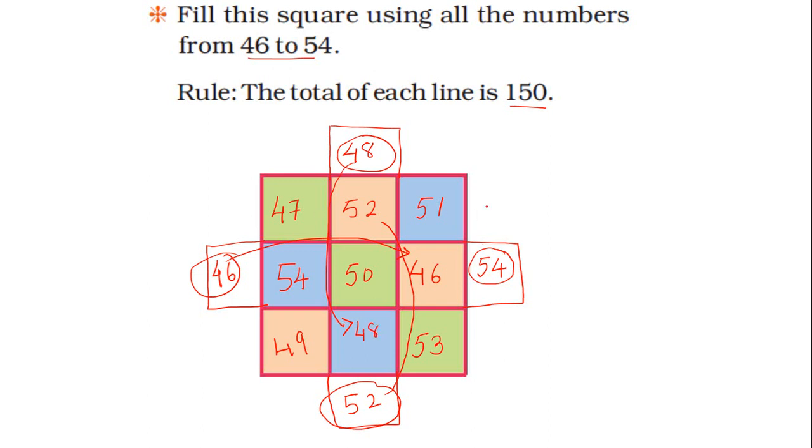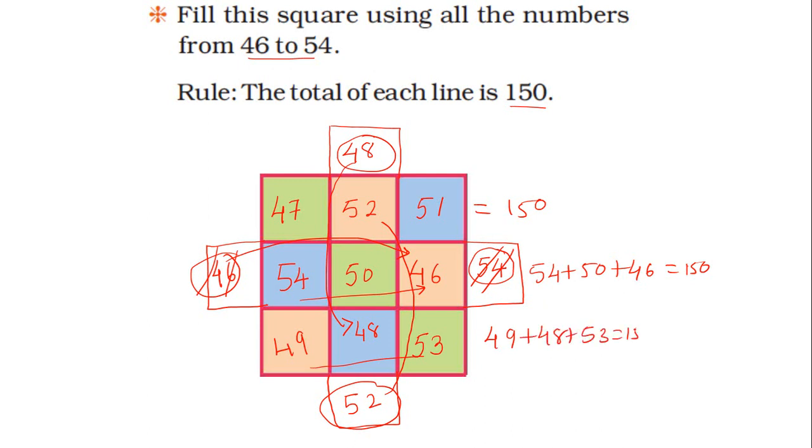Now suppose if we add all these numbers, we can see the total of these 3 lines will be 54 plus 50 plus 46, which is equal to 150. Now we will also add these 3 lines: 49 plus 48 plus 53 is equal to 150. Here also it is 150. Now if we add these 3 lines, then also we'll get 150. If we add these 3 lines, then also we'll get 150. If we add these 3 lines, then also we'll get 150.